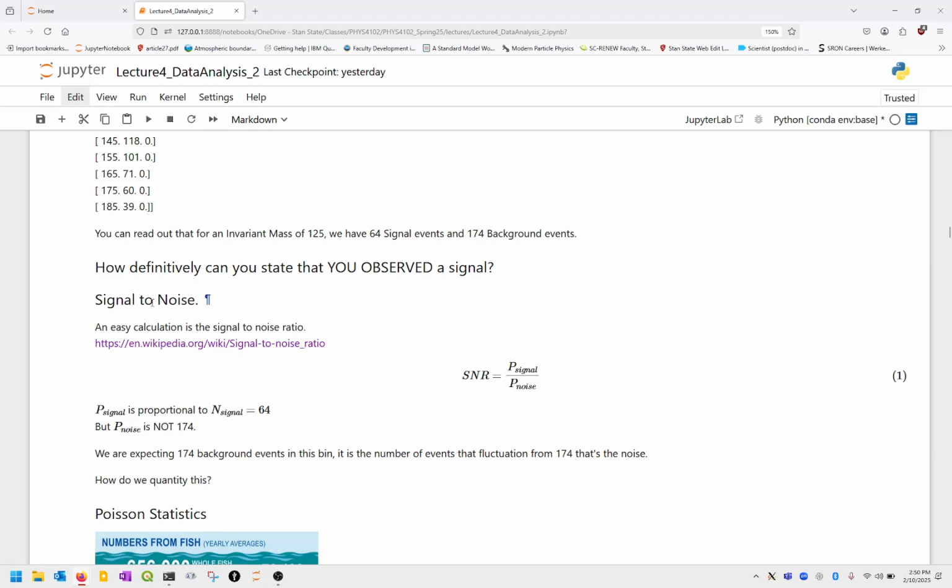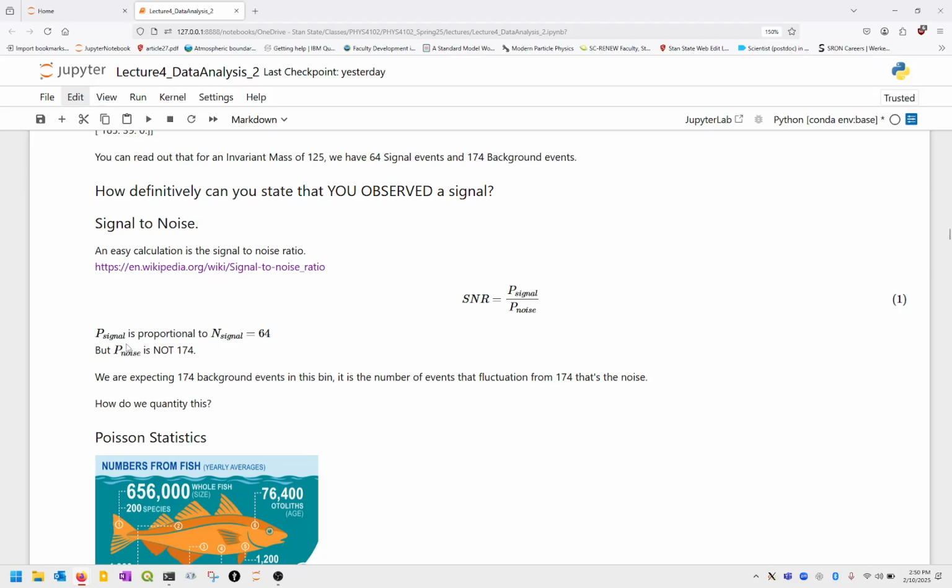So how do we definitively state that you observe a signal or not? This is where we do a signal to noise calculation, and it's fairly simple. SNR is the probability, also known as the power of the signal, divided by the power or the probability of the noise. So these are probabilities. They're not the number of signal, but the probability of the signal is proportional to the number of signal events.